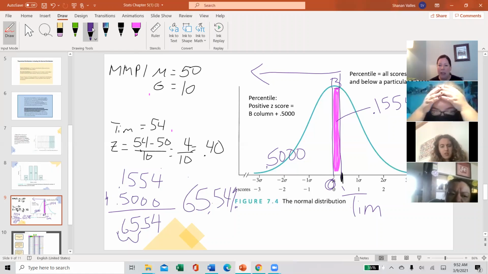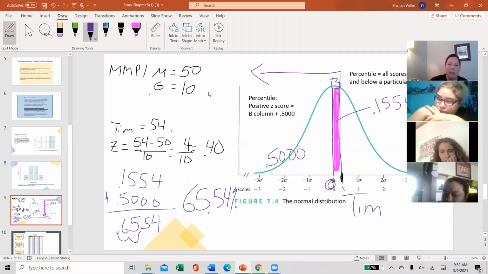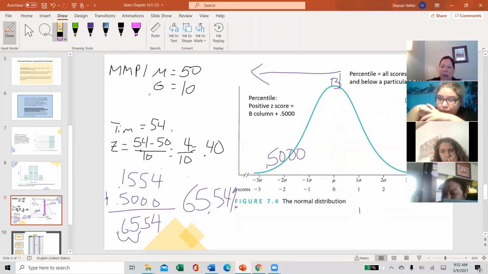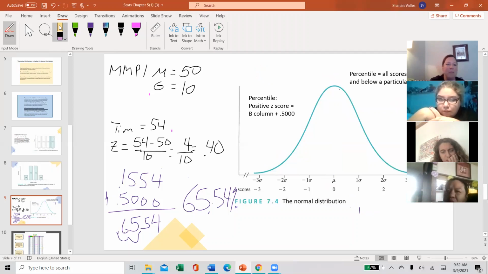The only thing that's going to change in this example, or when you're looking these up, is the B column. And that's going to be dependent on whatever the z-score is. Let me go through and erase some of this scribble here so we can play with this a little bit better, and hopefully it'll make more sense.